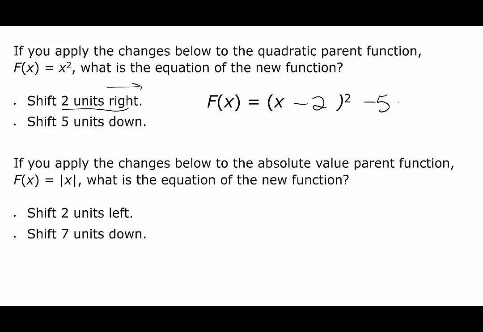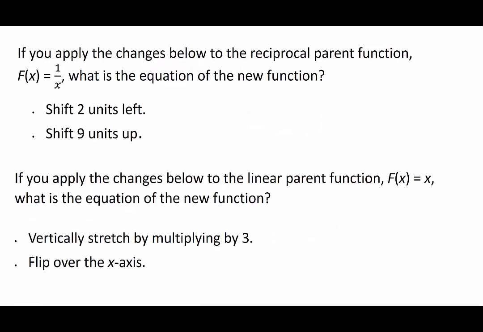Now we're going to apply these changes below to the absolute value parent function. 2 units to the left, horizontal shift in the negative direction, so I'm going to add 2. 7 units down, subtract 7. Apply the changes below to the reciprocal function. 2 units to the left, that is a horizontal change, so we do the opposite sign, so we add 2. 9 units up, add 9 to the end. The 2 is with the x, the 9 is at the end.